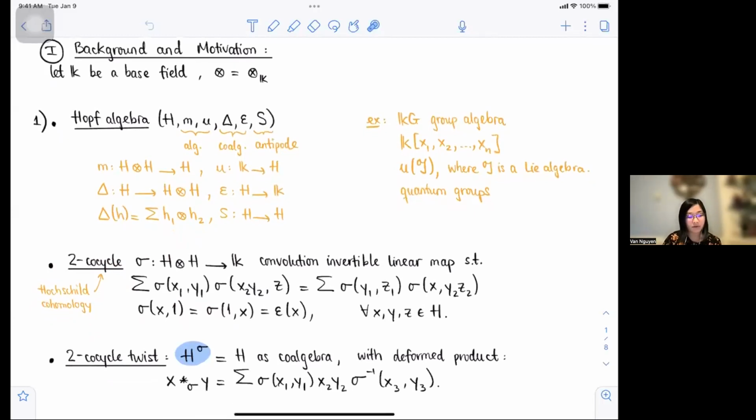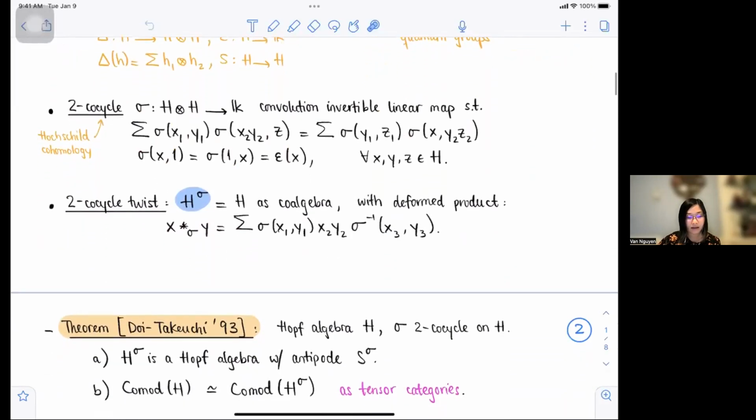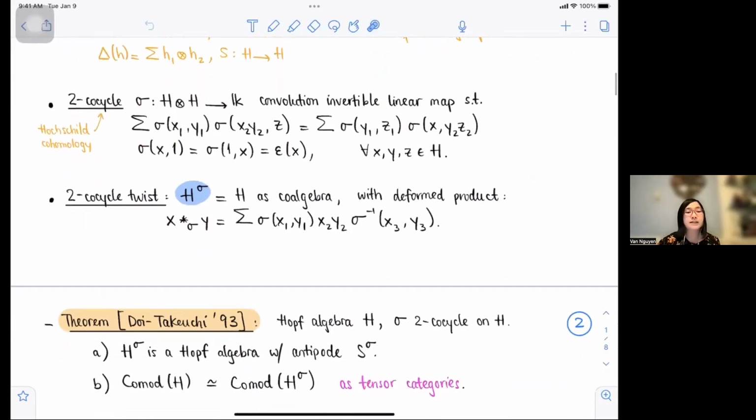Using this two-cocycle sigma, I'm going to define the two-cocycle twist or deformation, H sigma. It basically has the same coalgebra structure as H, but we deform the multiplication using this formula, using sigma. A result by Doi and Takeuchi in '93 shows that this H sigma is again a Hopf algebra. It has a bialgebra structure, and the antipode map is given explicitly as well.